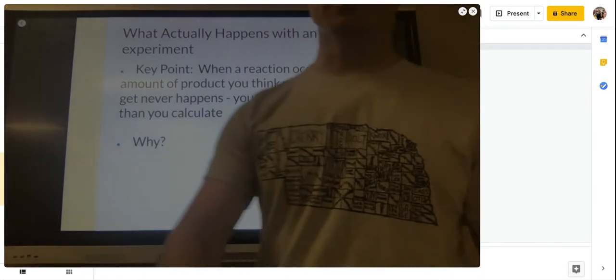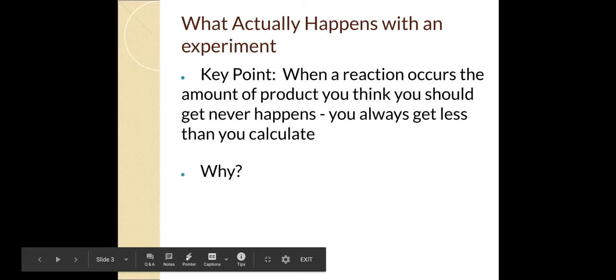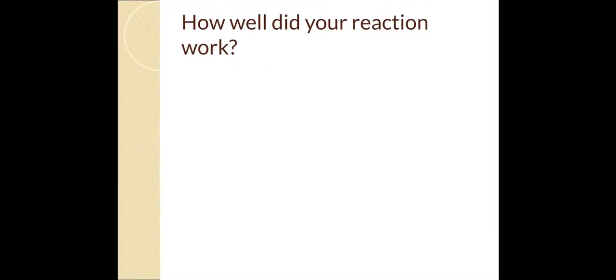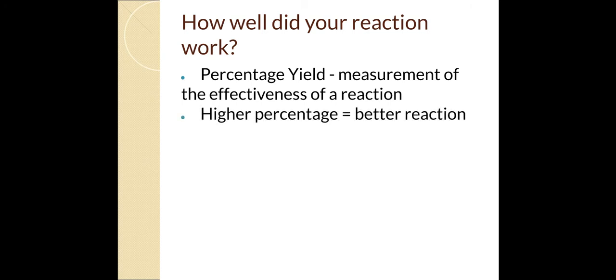So the way that we deal with this, the way that we see how this works, is we try to figure out how effective this reaction was. And the way we do that is we use a concept called percent yield. Percentage yield is a measurement of how effective your reaction was. So if I do a reaction and I get 95% of the stuff that I wanted, I'd say that was a pretty effective reaction. If I do a reaction and I get 12%, well, then that reaction kind of sucked. And we got to go back to the drawing board and find a better way to do this chemical reaction.